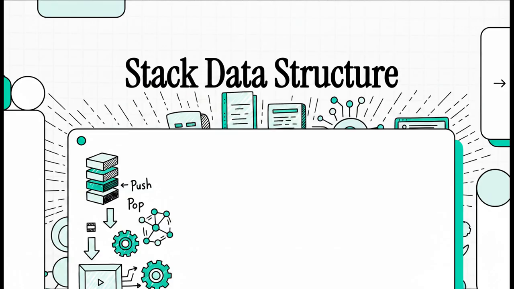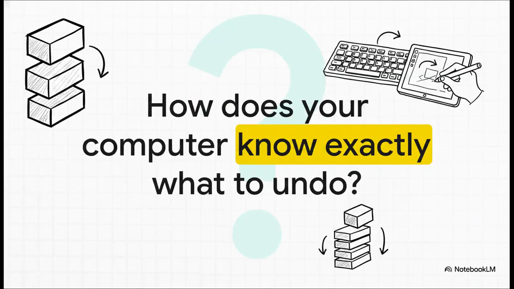Let's get into it. I want you to just think about this for a second. How does your computer know exactly what to undo when you make a mistake? You're typing up an essay or drawing some digital art, you accidentally hit delete, you mash that undo button, and, like magic, your last action is completely reversed. But it's not magic, right? How does the system actually remember? Well, the elegant mathematical solution that makes this whole thing possible is a data structure known simply as a stack.